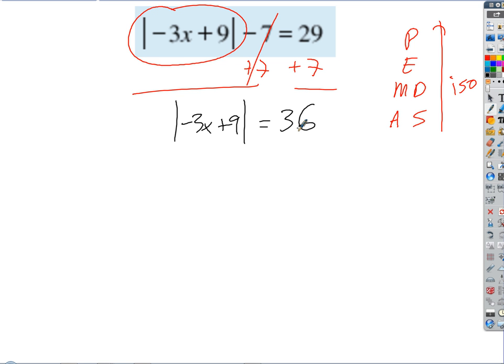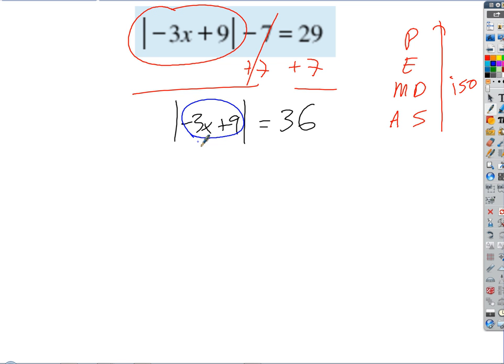Okay, now we got it, right? We got the absolute value isolated, and so we make our trade. And then this becomes easy. So what's our trade going to be here? Vanessa, what's our trade going to be? If I got the absolute value of something equals 36. Say it again. Right, so what's equal to that? You're exactly right. Not x. No, it's got to be whatever's inside the absolute values.